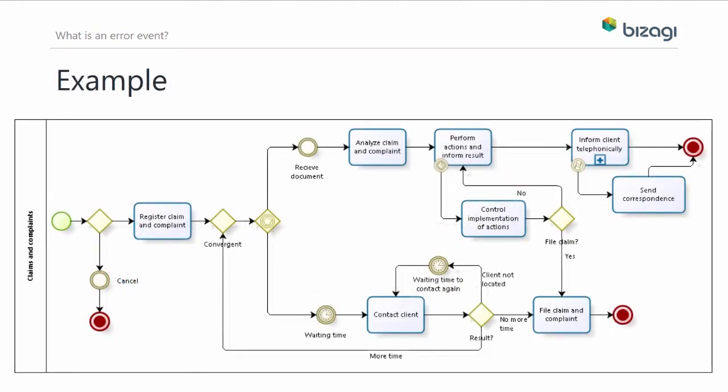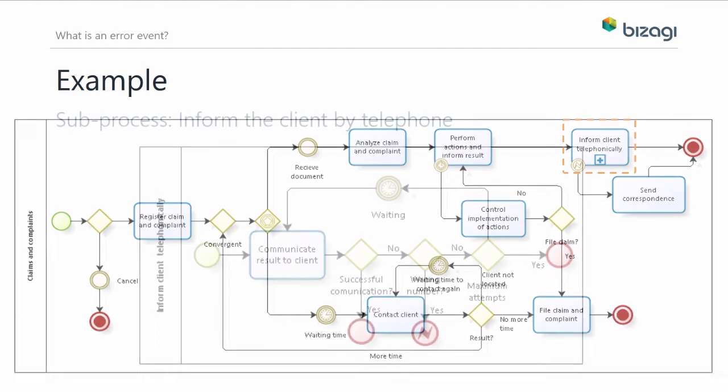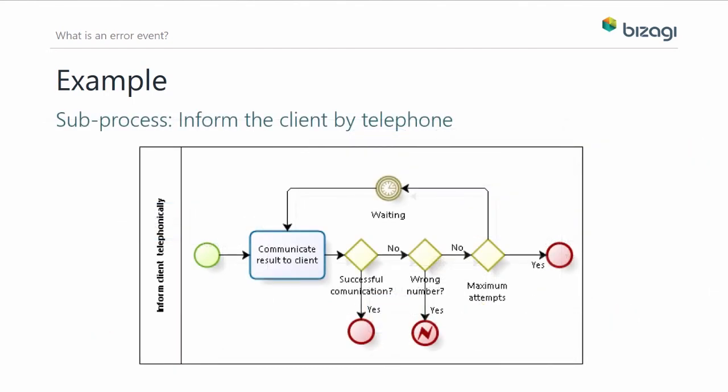Going back to our business situation, the inform client telephonically subprocess has an error boundary. The error signal can only be caught by the error intermediate event associated with this subprocess. When this occurs, the exception flow is the send correspondence activity. Otherwise, the process finishes. Expanding this subprocess.